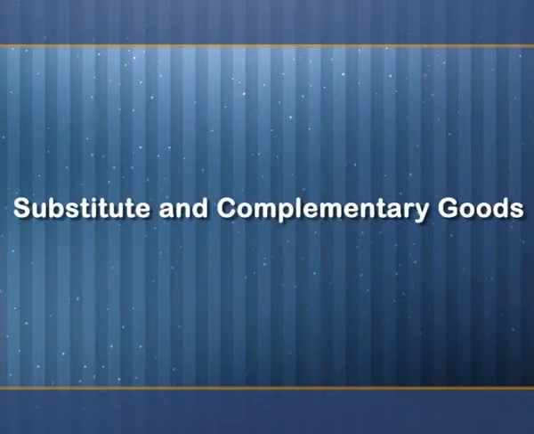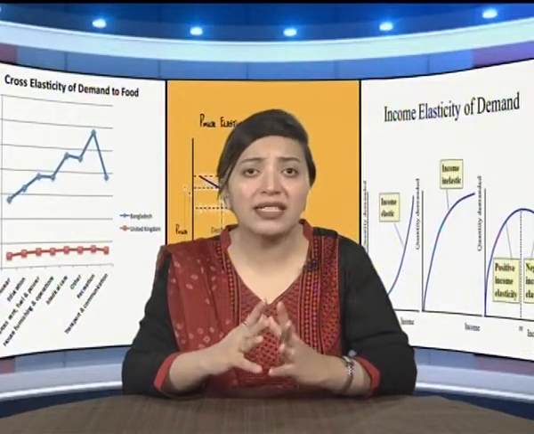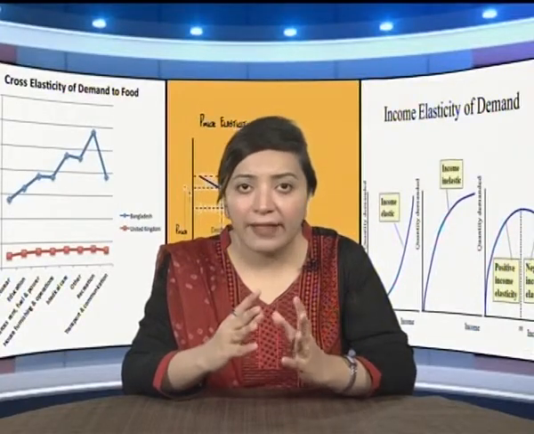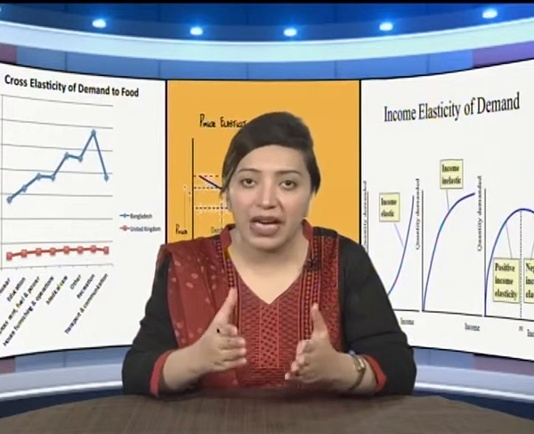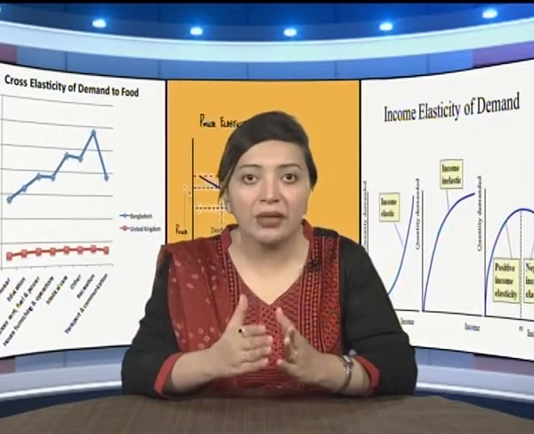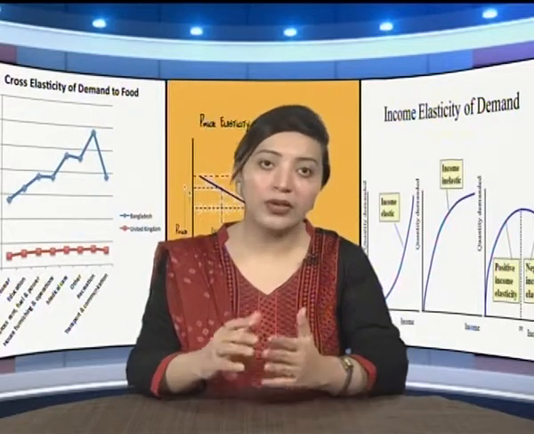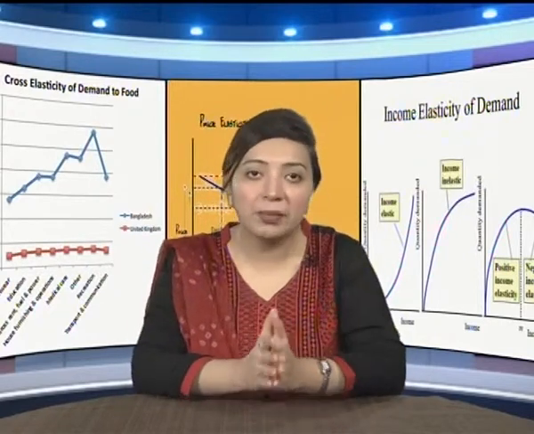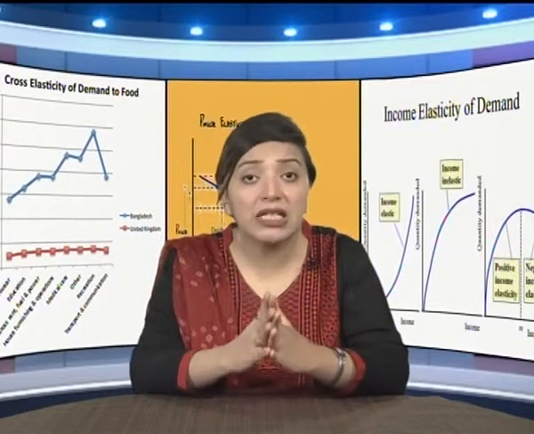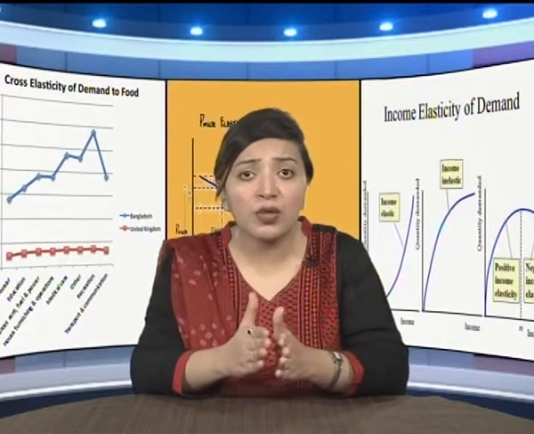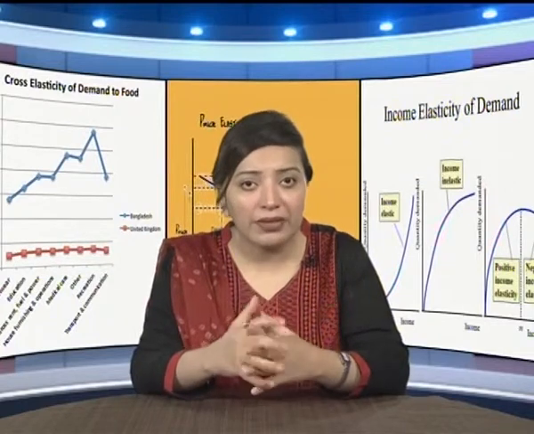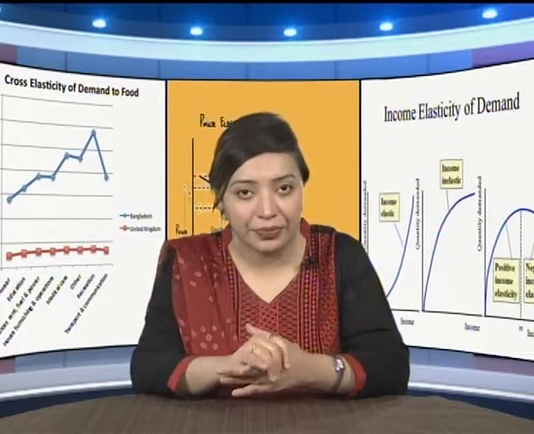Now, let's see substitute and complementary goods. When two goods are substitutes of each other, then as a result of the rise in the price of one good, the quantity demanded of the other good increases. Therefore, the cross elasticity of demand between the two substitute goods is positive. That is, in response to the rise in the price of one good, the demand for the other good rises.